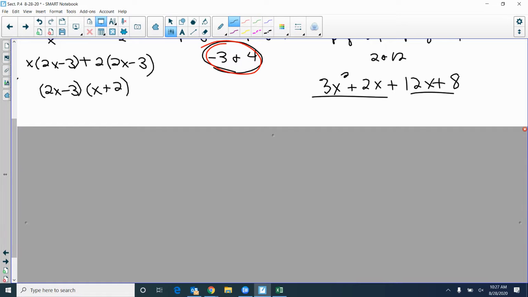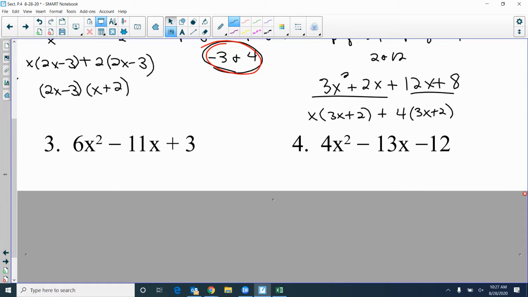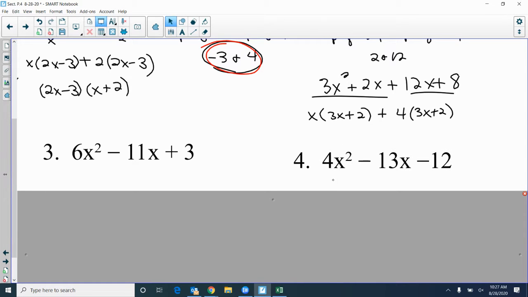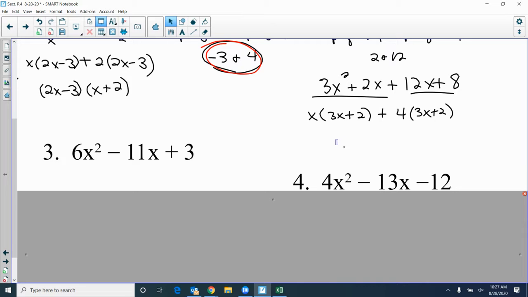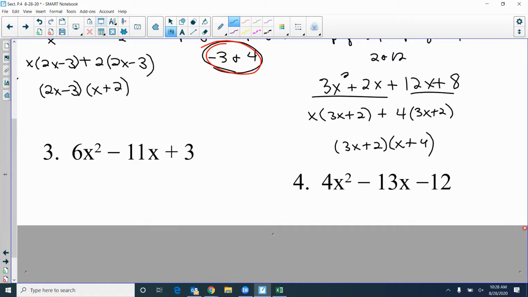And what can I pull out of here? I can pull out an x, and I get 3x plus 2, plus 4 times 3x plus 2, and then you get 3x plus 2 times x plus 4. Okay, for that. All right, go ahead and do the next two.